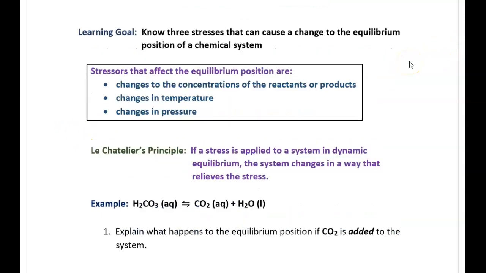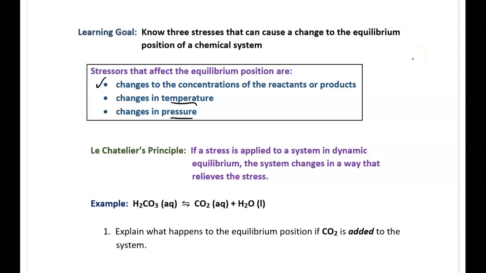The second learning goal, know 3 things that can change the equilibrium position of a chemical system. These things are called stressors. They affect the equilibrium position. That is, they cause changes to the concentrations of the reactants and products. One of the stressors is exactly that, changing the concentrations of the reactants or products. A second stressor is to change the temperature of the chemical system. And a third stressor is to change the pressure that the system is under.